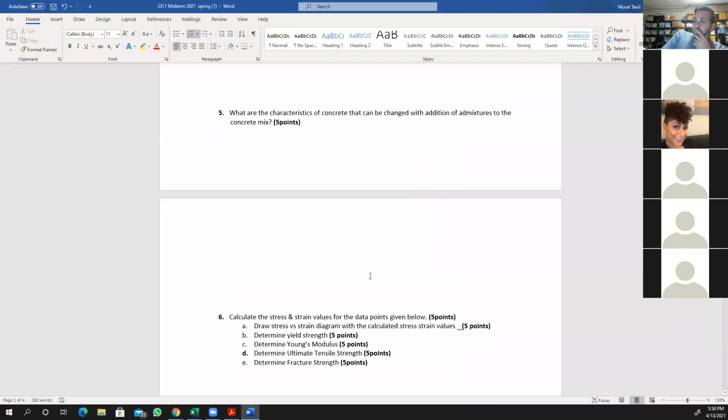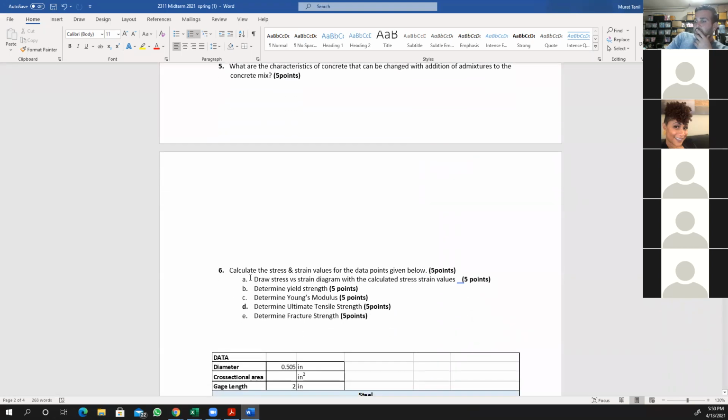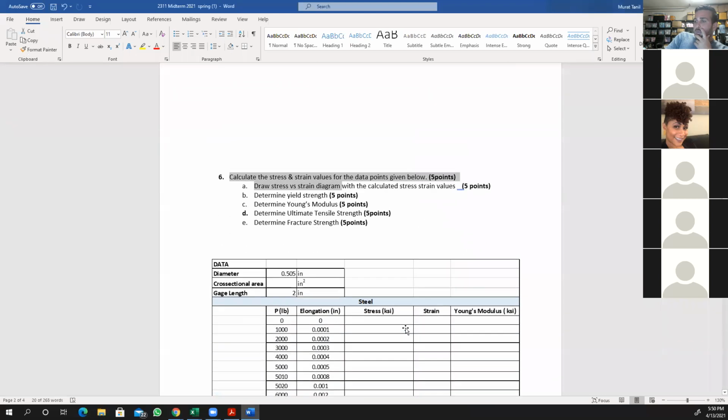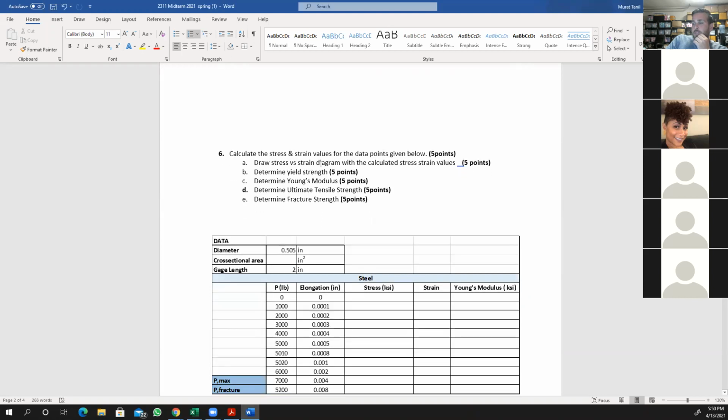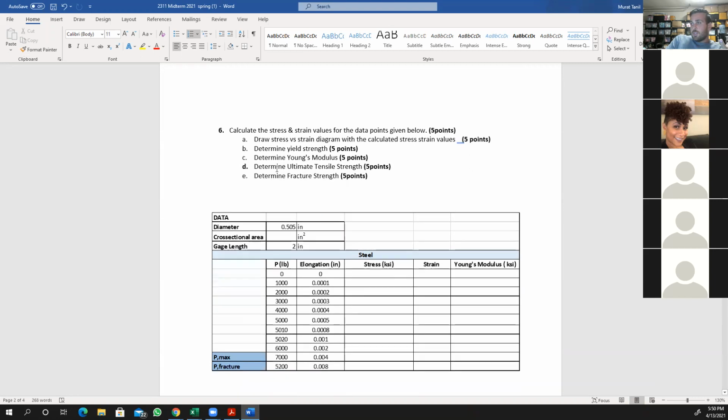That is cool. Okay, let's go to number 6. I'm not going to do this problem, but I will answer questions if you guys have any. Calculate the stress and strain values for the data points given below. Draw a stress versus strain diagram with the calculated values. Determine the yield strength, Young's modulus, ultimate tensile strength, and fracture strength.